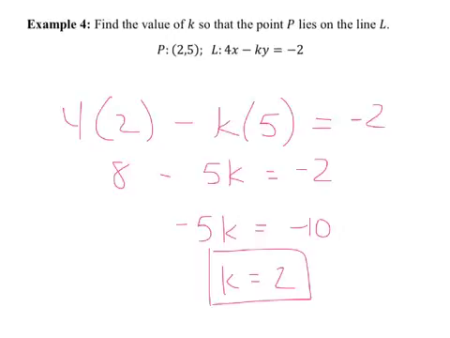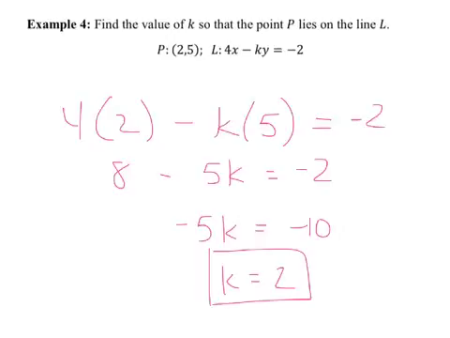Did everybody get 2 for k? Full circle, right? Okay, 2. So the line would be, guys, stop, come on, we're running out of time. The line would be 4x minus 2y equals negative 2. That's what the line really is, because we found the value of k. So if we wanted to write out what the line is, that's what it would be.